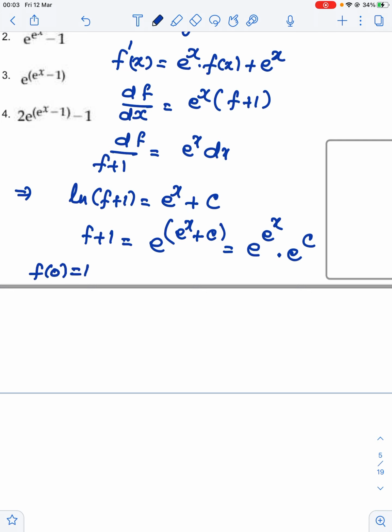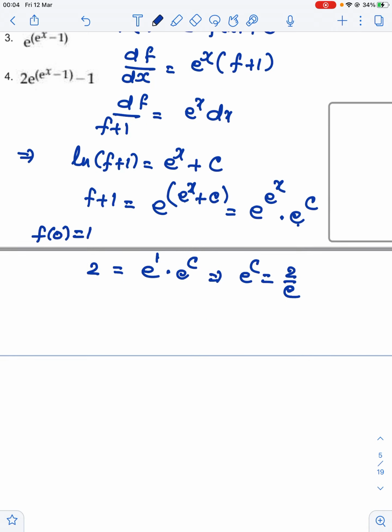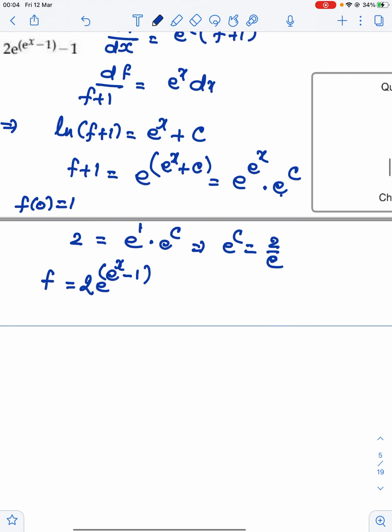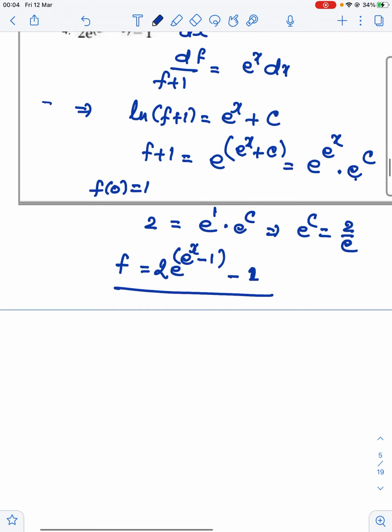So when I put x equal to 0 everywhere, the function becomes 1. So this becomes 2, e to the power 0 becomes 1, so this is 1 into e to the power c. So directly the e to the power c value we have is 2 by e. Hence this value of e to the power c, if I put into the function, becomes e to the power x, and because 1 upon e is there, minus 1 into 2, and f plus 1 was there, so that minus 1 is also there. So this is the structure of the function.